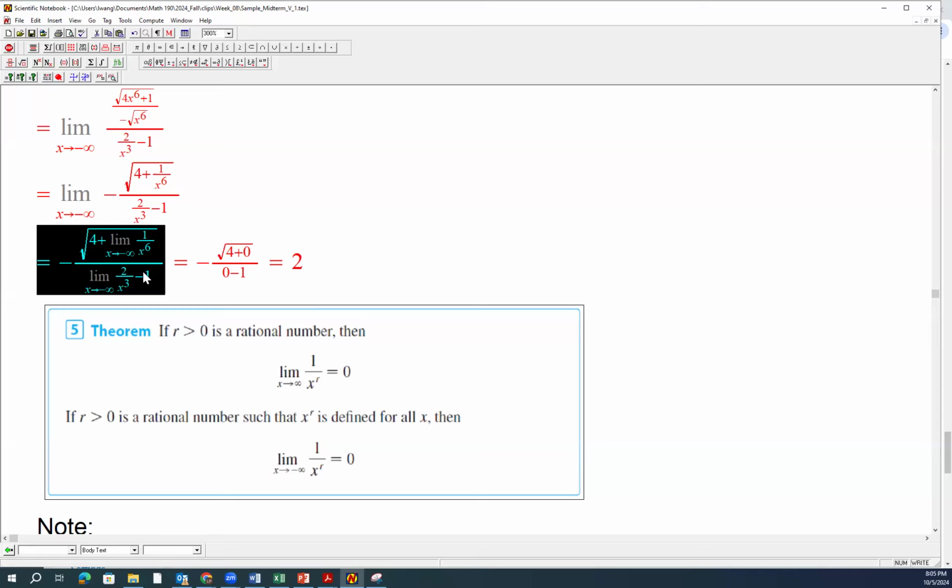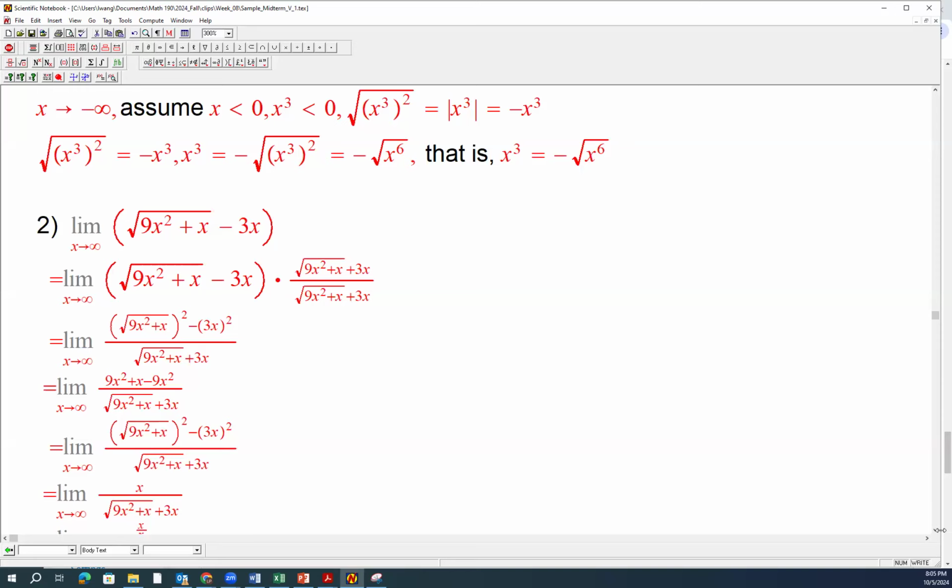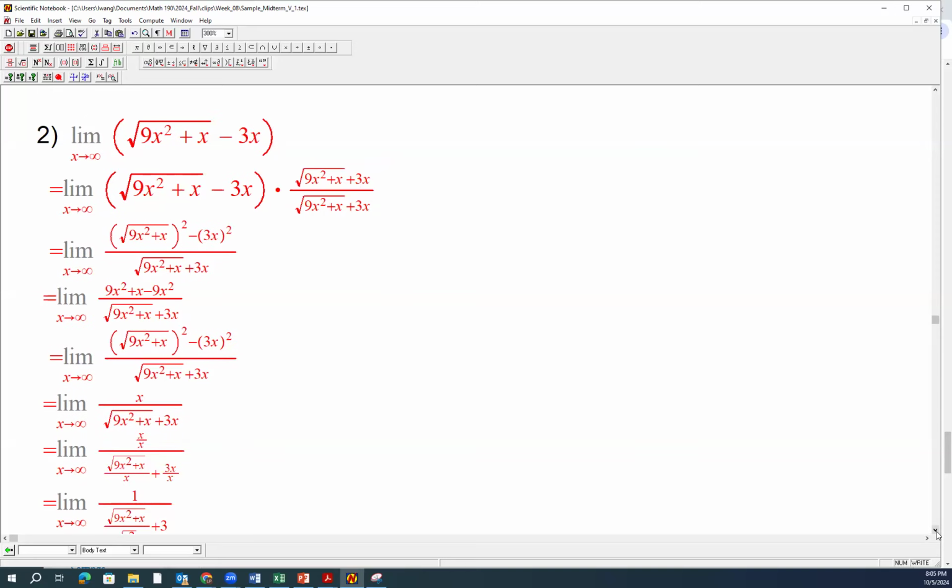By this time, this limit turns into a 0, and this limit turns into a 0. And the root 4 is a 2. We have 2 negative signs, so we got a positive 2. Okay. So that's one question.